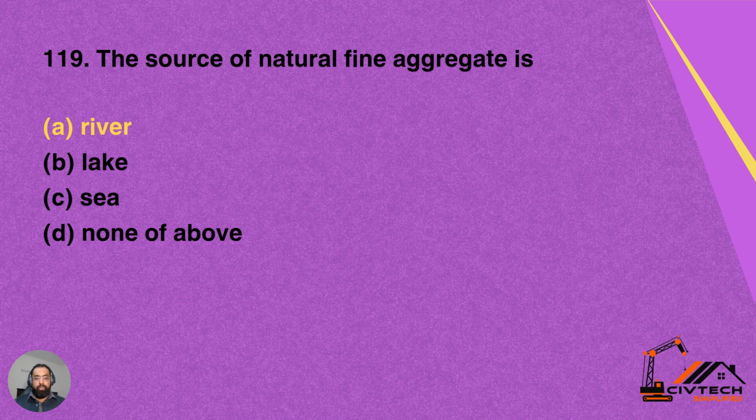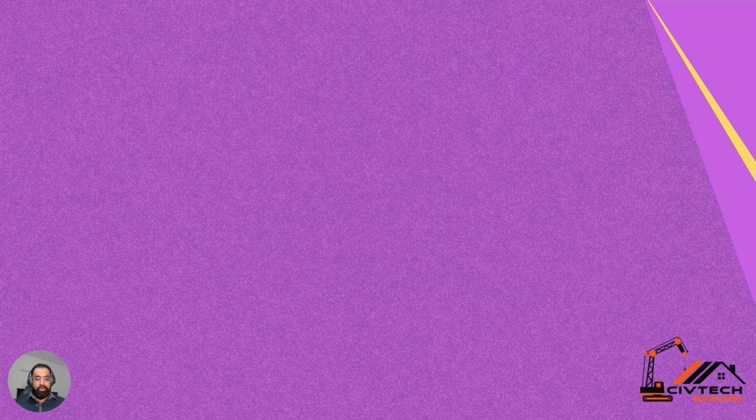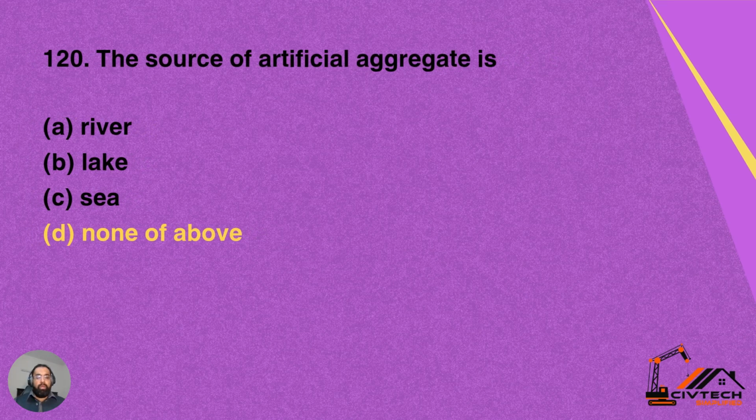119. The source of natural fine aggregate is where we get sand or the natural fine aggregate. Option A, river, B, lake, C, sea. Option D is none of the above. So we get normally sand from the river. Option A is the correct answer for this question.